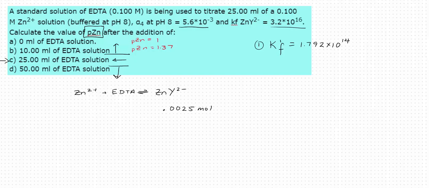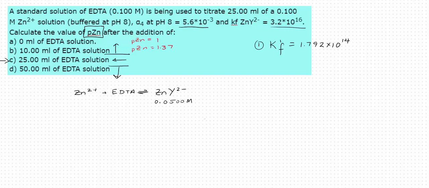But what is the concentration? When we're working with K values, we need concentration in molarity. So we have this many moles. We need to divide that by the total volume. The total volume is 0.050 liters. So our concentration of complex is then 0.0500 capital M molar.